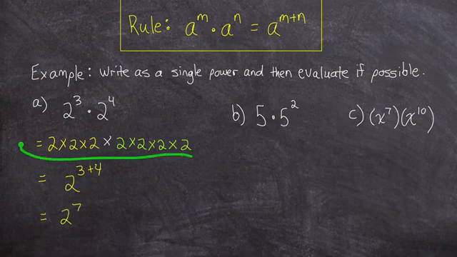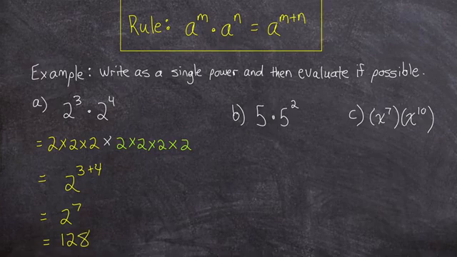In this expanded form, 2 is being multiplied by itself 7 times, and 2 to the power of 7 is 128. So hopefully this was a good example for you to see why the product rule of powers works. When multiplying two powers together that have the same base, we can keep that same base and then add their exponents to get the new exponent on the power. And now let's do part B and part C without having to write it in expanded form. Let's just use this rule.